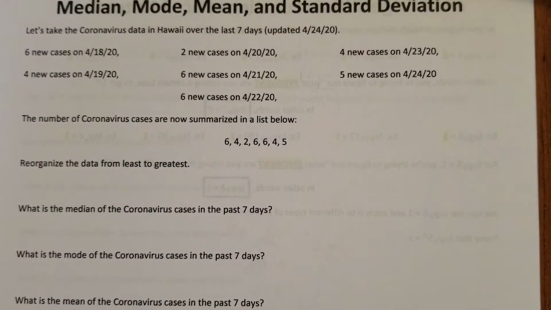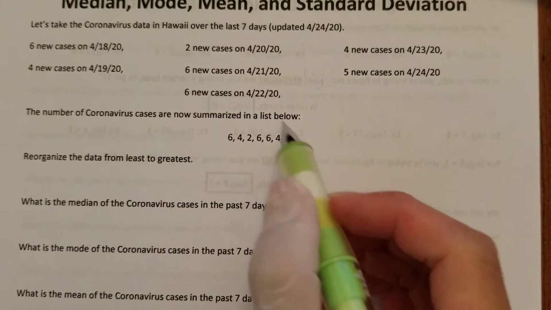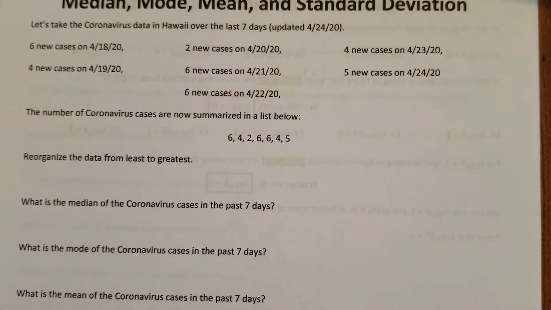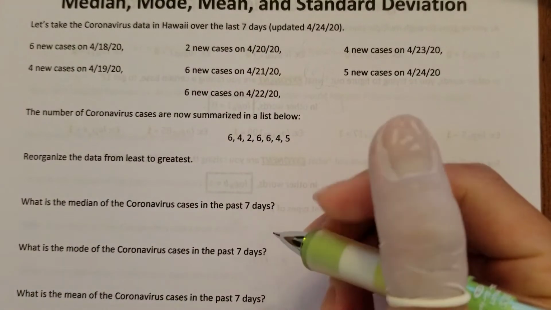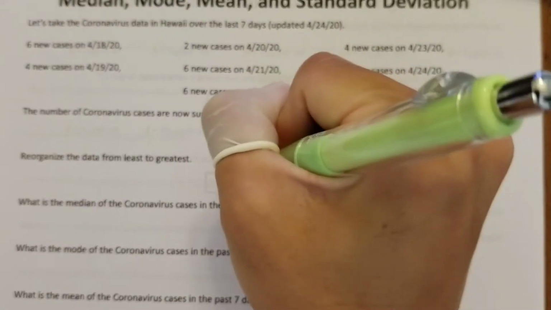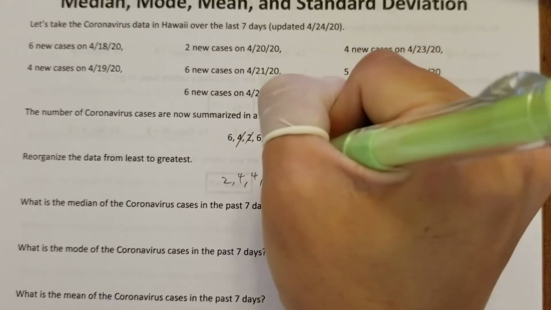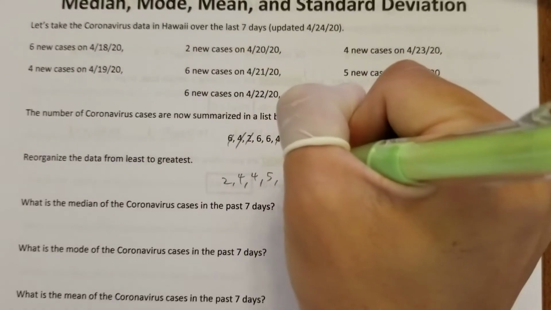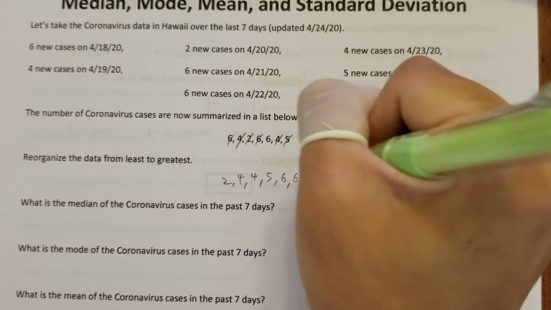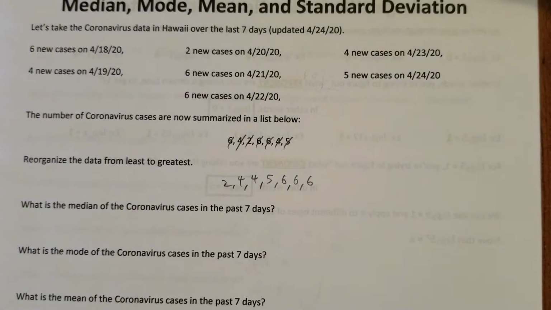Okay, first what we want to do is reorganize this data from least to greatest. So I'm hoping you guys can do that. That's really easy. 2, 4, 4, 5, 6, 6, 6. Okay, that's not too hard. I'm hoping you guys can do that.